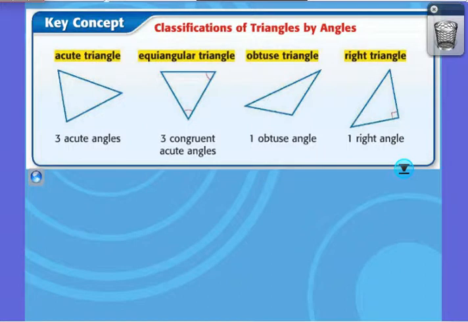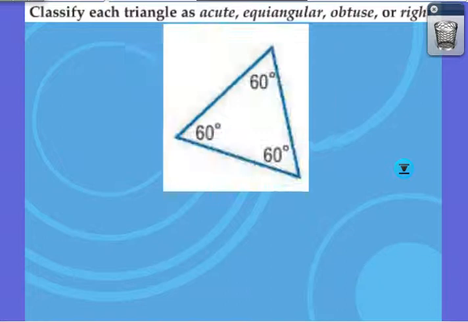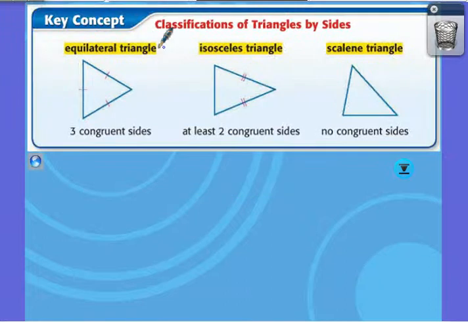Make sure that you do know how to classify triangles. You know the difference between acute, equiangular, obtuse, and right. And not only that, you can classify them by sides. There's your 3 side classifications. Equilateral, all 3 sides are equal. Isosceles, 2 sides equal. Scalene, none.